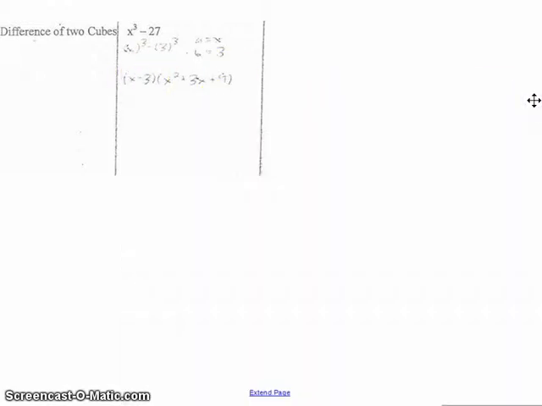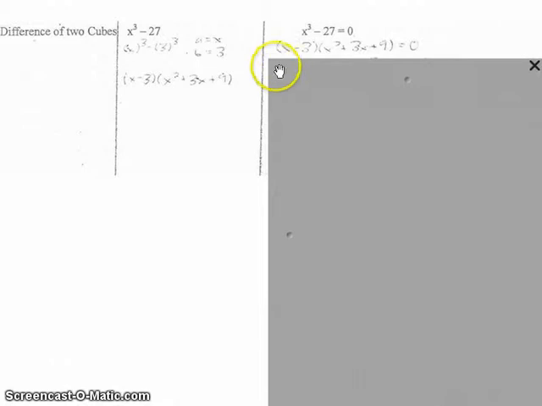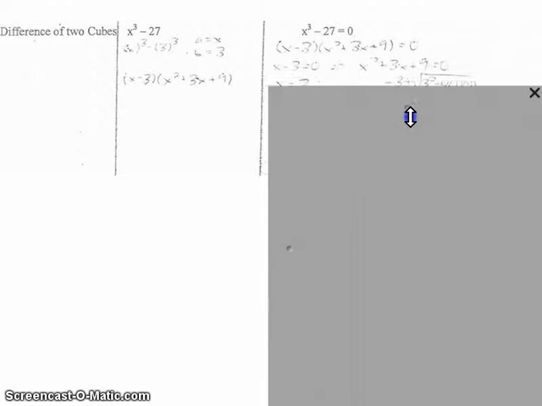This is factored. It's done. I can't go any farther. If I'm asked to solve, I set these factors equal to 0. It could be x minus 3 is 0, in which case x is 3. Or on the right, this trinomial is equal to 0. You're going to find that it can't be factored.